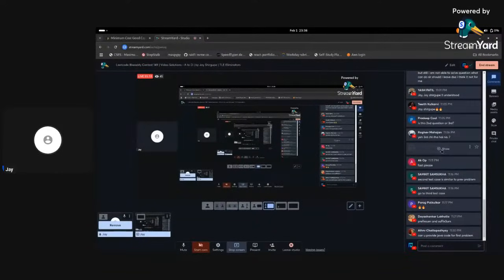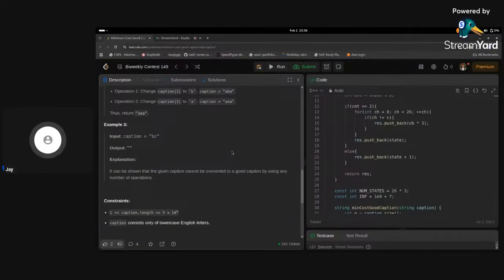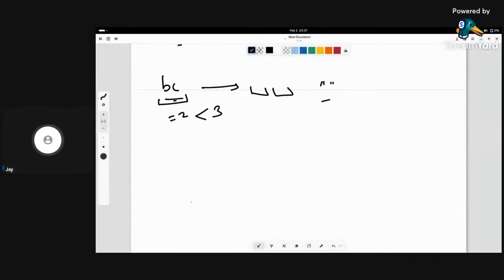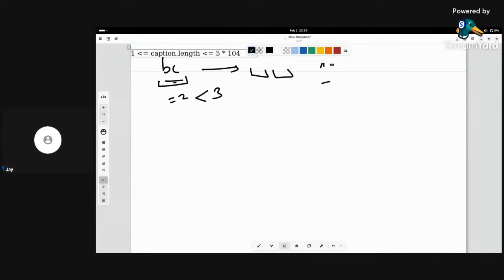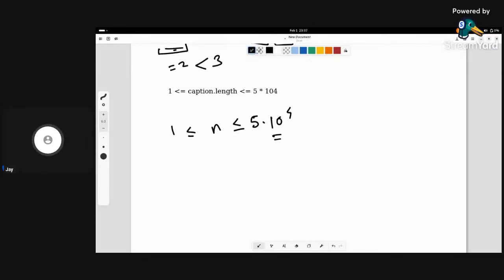That was our problem. Now, what can you do? First thing, let's look at the constraints for this problem. Up to this point, the constraints were not all that important, because we were looking at O(n) solutions. Now, if you look at the constraints for this problem, the caption length, let's just say it's n, is up to 5 times 10 raised to power 4. Okay. What is 5 times 10 raised to power 4?